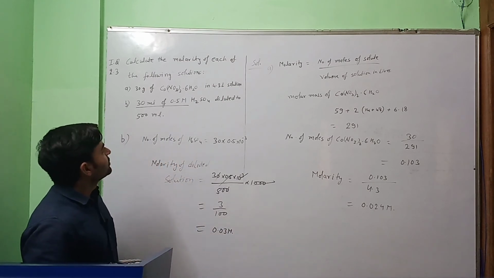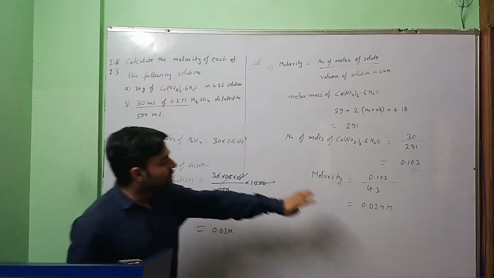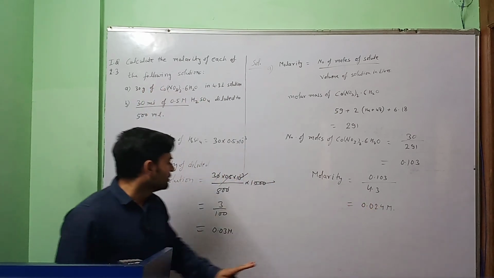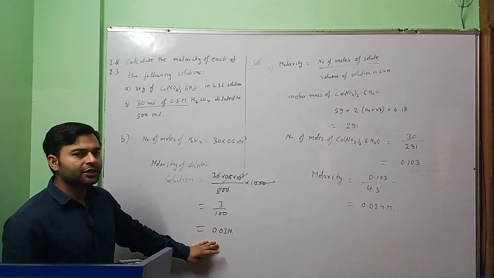So the answer to part A is 0.024 M and the answer to part B is 0.03 M.